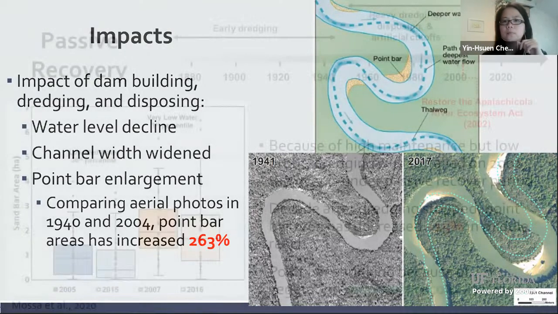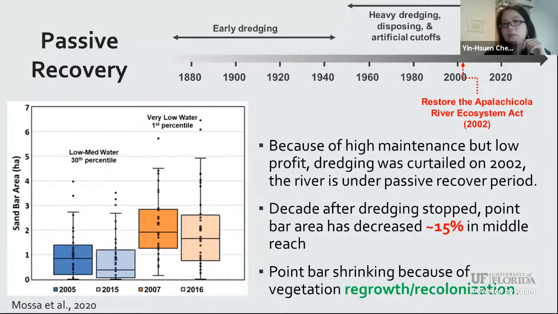All right. So eventually this navigation project actually became the most expensive project in the South US because you have to spend a lot of money to keep on dredging the sediments from the river bottom, and they actually don't have too much cargo traffic. So it's like you spend a lot of money to maintain this channel, but you don't gain too much money because there are not too many cargo boats going through the river. And especially this kind of dredging activity is really intense in the Middle Reach, which is actually the study area I'm going to focus on today.